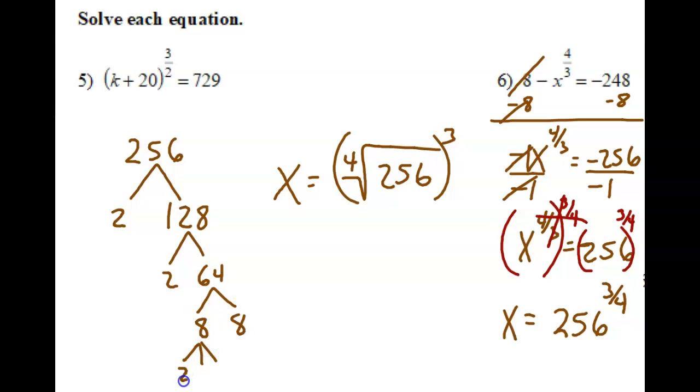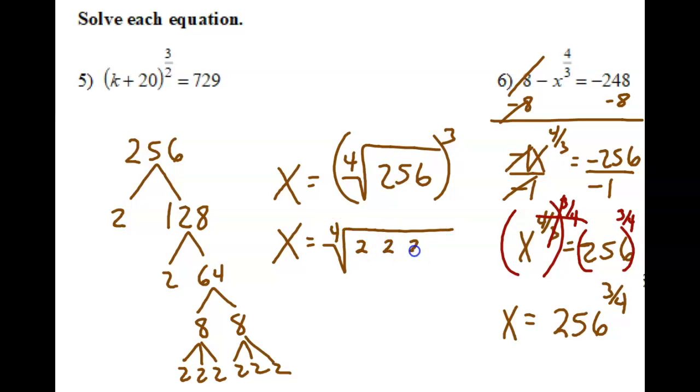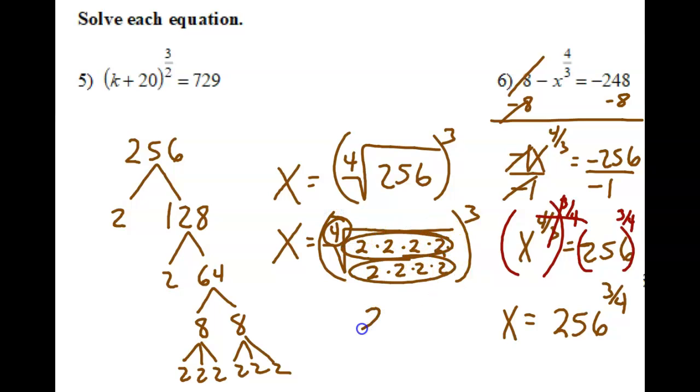And I know 8 is 3 2s, so I'll just save myself some trouble there and do that. And so basically it looks like we have 8 2s that make up the number 256. And all these things are being multiplied together. And we're looking for groups of 3. I'm sorry, we're looking for groups of 4, my bad. So here's a group of 4, and here's a group of 4. So I could take out 2 2s.